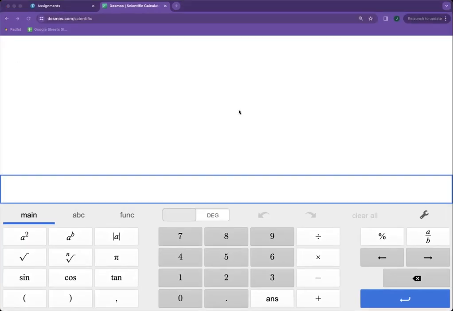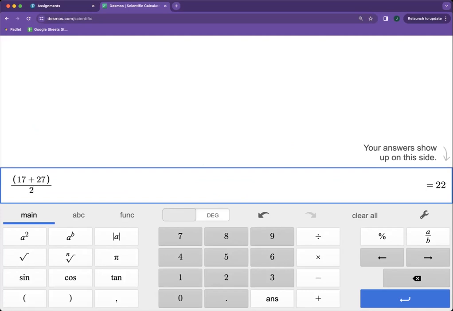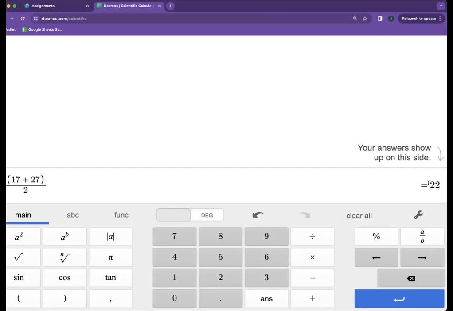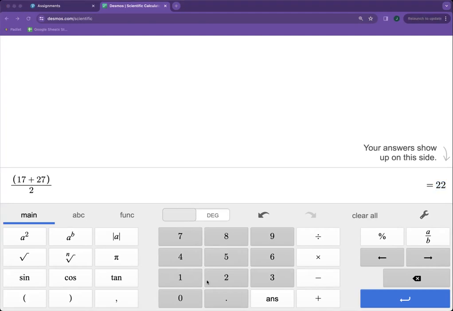Okay, so here we have 17 and 27. To find the midpoint, you just add them together and then divide by 2. Same way you find an average, same way you find the midpoint between two things. It's the number that's halfway between. If you think about this, 22 is 5 above 17, and it's 5 below 27. That puts it right in the middle, and that's why it's the midpoint. So that's the first piece.